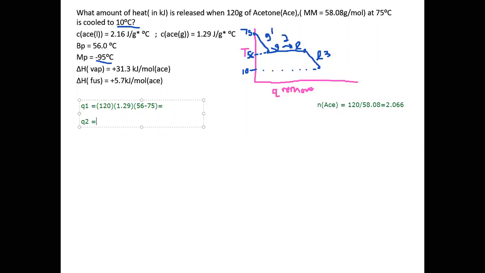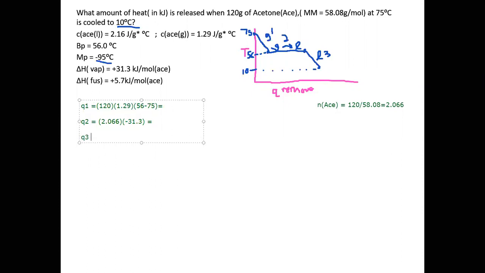Now we look at Q2. For Q2, we're going through the process of condensation. So we need to know the delta H of condensation for our substance. To find the delta H of condensation, we just make the delta H of vaporization negative. So it's going to be 2.066 times negative 31.3. Again, we make it negative because that's the delta H of condensation.